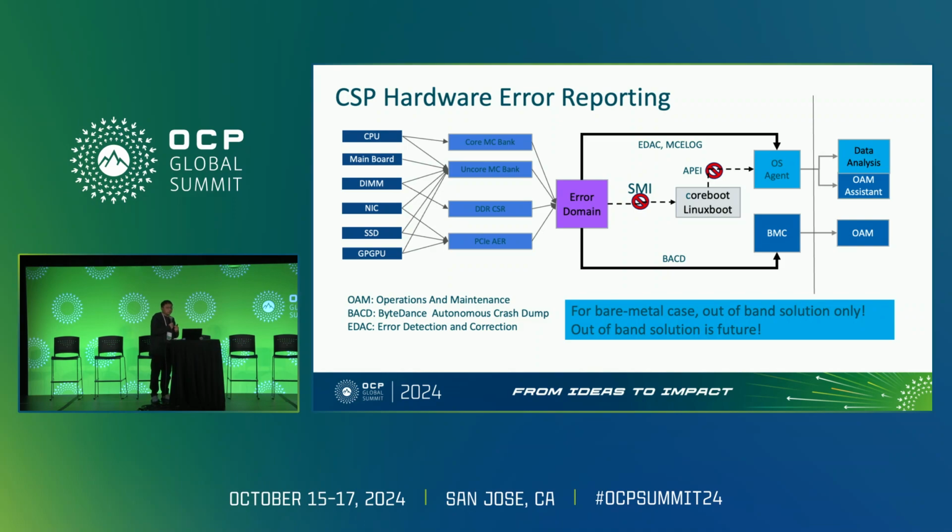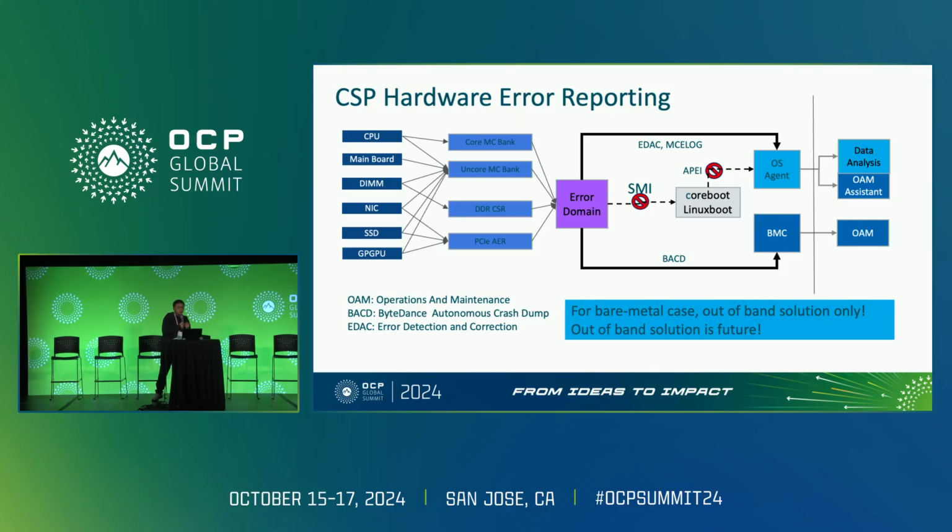Yeah. So here is the page we have built in our data center. We call it CSP hardware error reporting. On the left side we have each hardware module: CPU, motherboard, DIMM, NIC, SSD, GPU. This is each device, and then in the machine check architecture, we have each MCA bank.